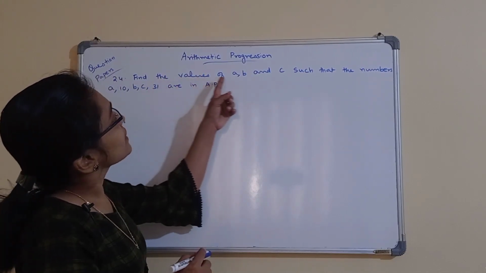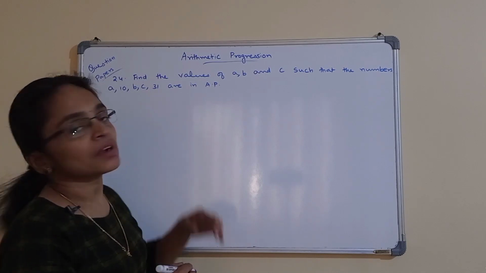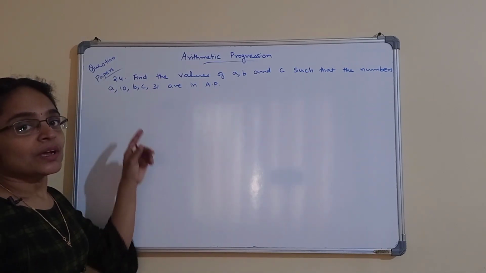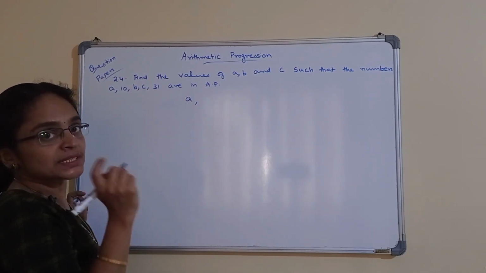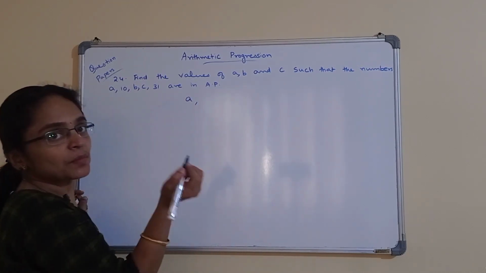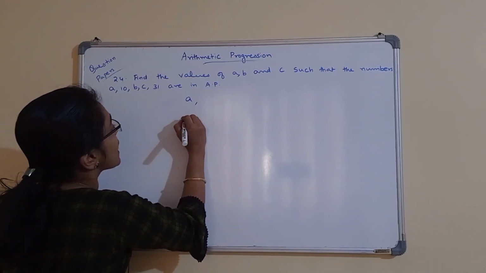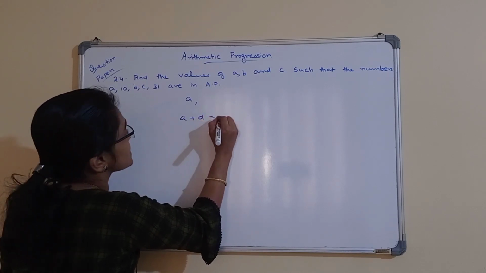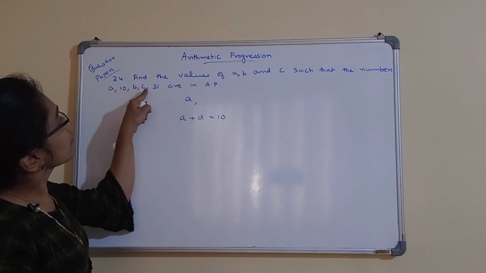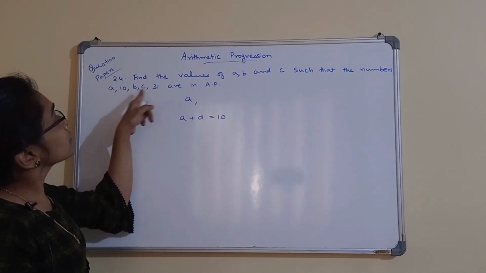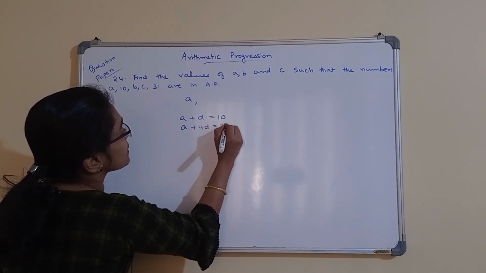Next one, find the values of a, b and c such that the numbers a, 10, b, c, 31 are in AP. If this is in AP, first term is a and second term is a plus d, that is a plus (n minus 1) into d, that is a plus (2 minus 1) into d, that is a plus d. And here we got a plus d as 10. And what is the last term? It is the fifth term. Fifth term means a plus 4d. a plus 4d equal to 31.